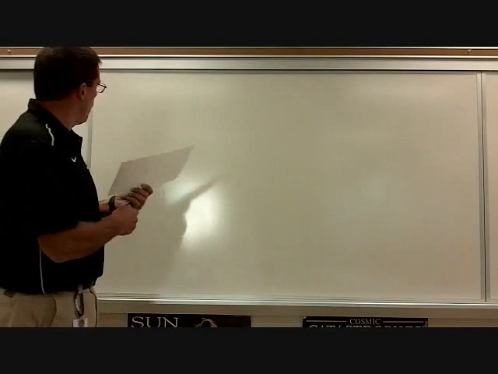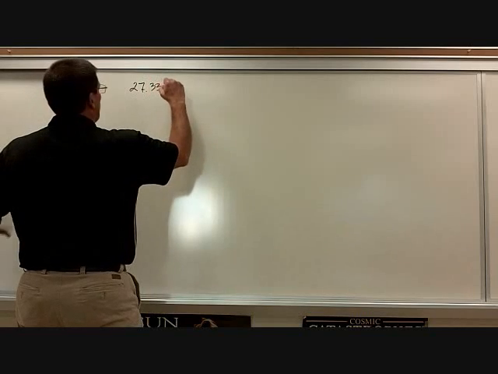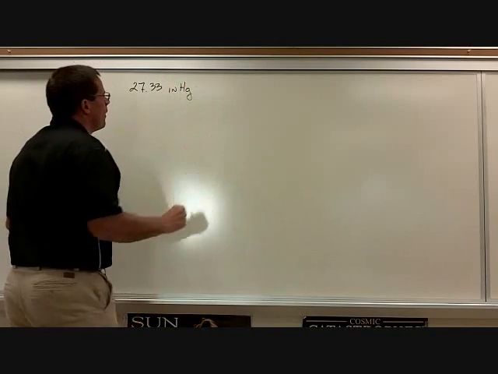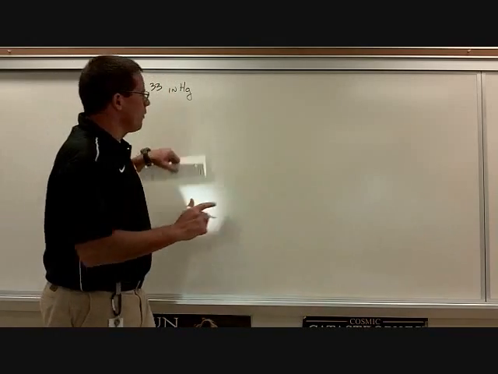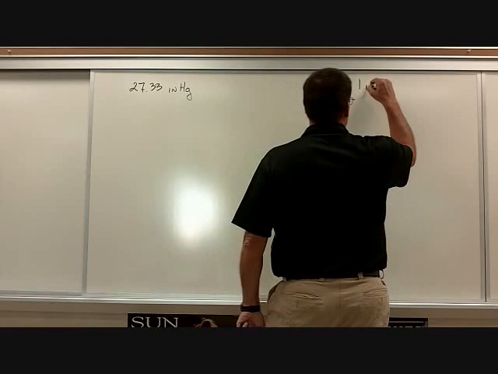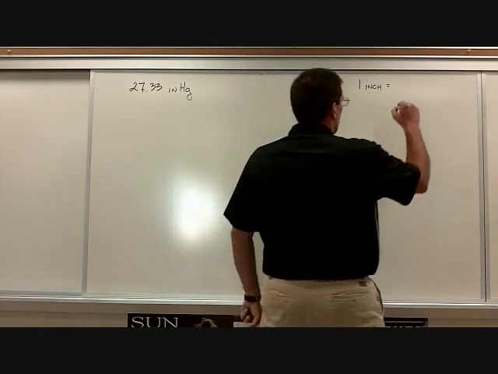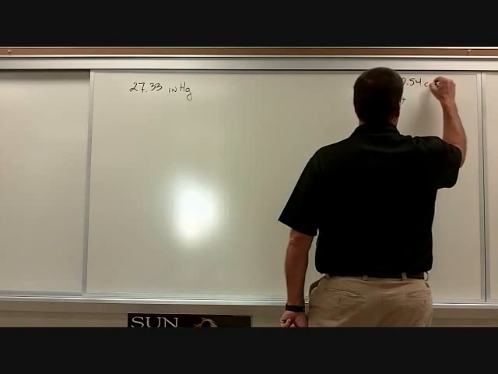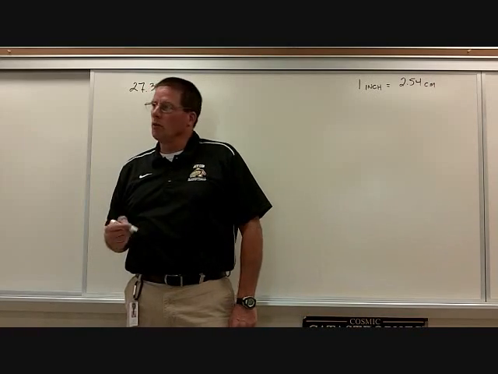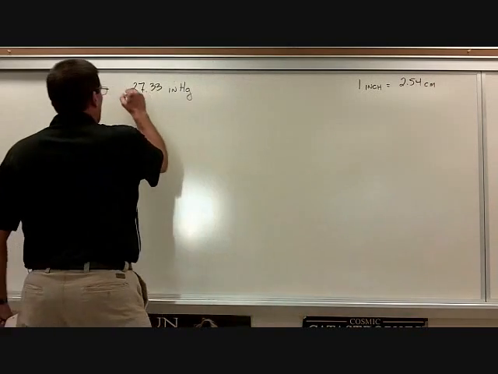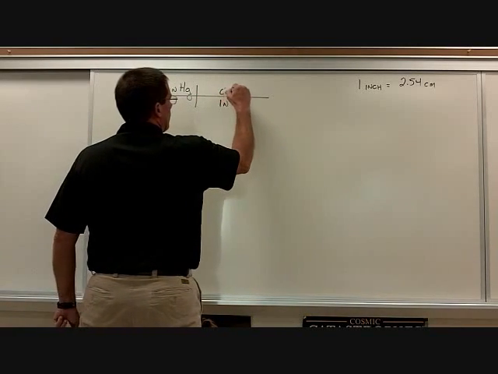All right. So we've got our barometric pressure, which is 27.33 inches of mercury, and we want to convert it first to millimeters of mercury. Do we have a conversion that will take us from inches to some metric conversion? 2.54 centimeters per inch. And you don't ever need to know that, okay? We'll never use that here on a test or a quiz. We'll use it for the homework.